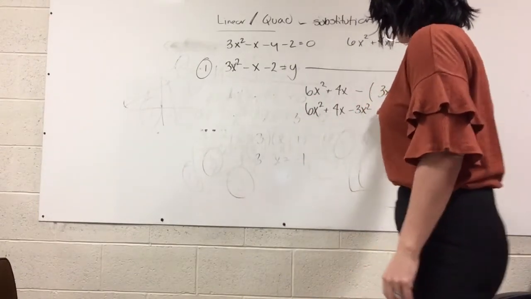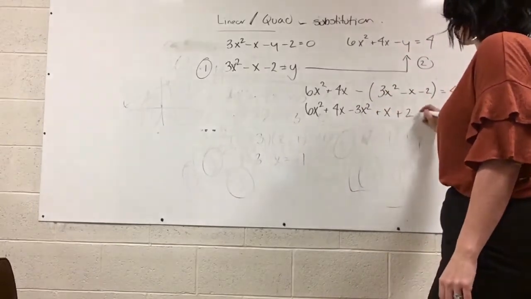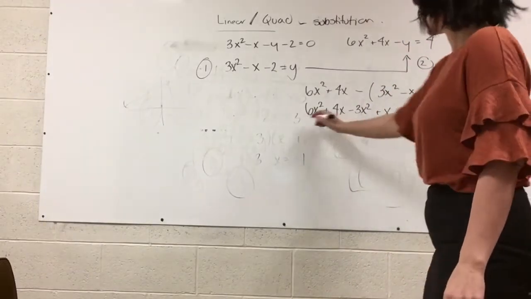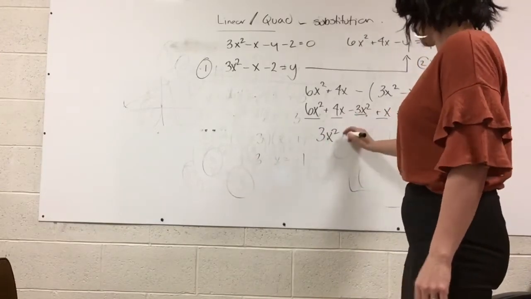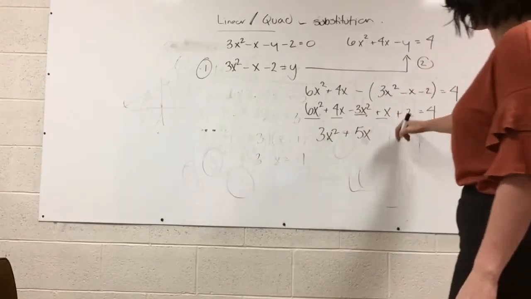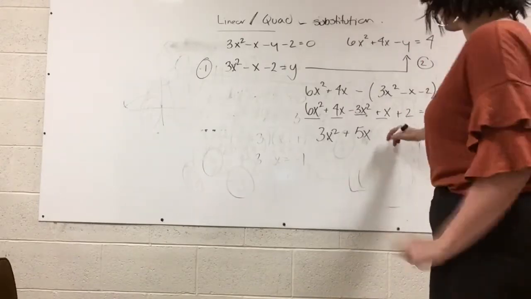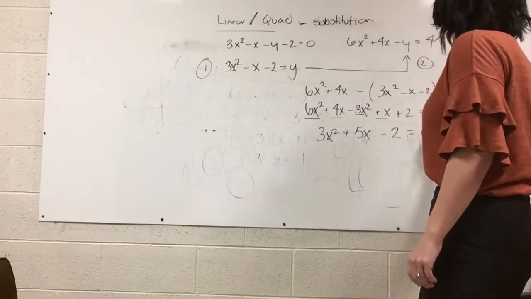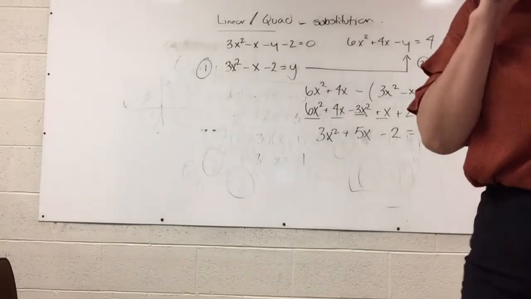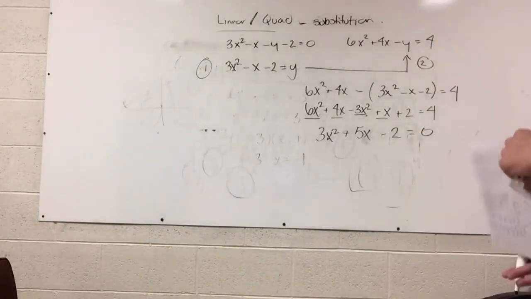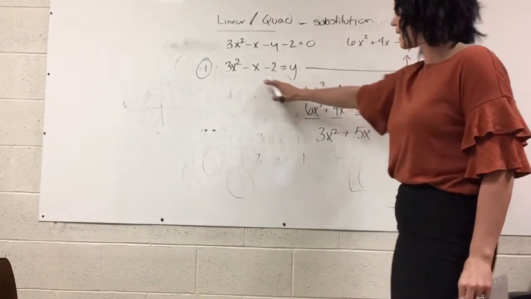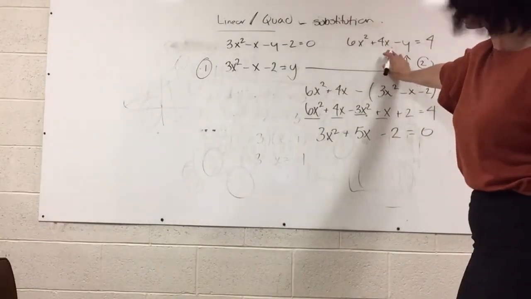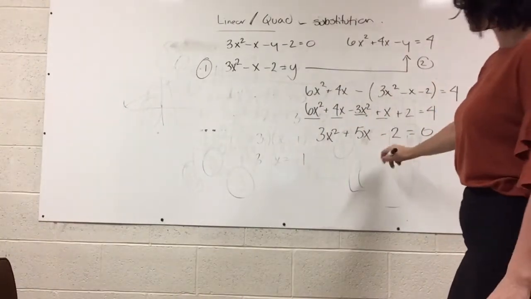So minus 3x squared plus x plus 2 equals 4. So I have a 3x squared, I have a 5x, and I'm going to bring this 4 to the other side, so it's going to be negative 4, minus 2 equals 0. So when you have a quadratic, the method is the same. Rearrange one of them for y, plug that in the other equation. Now we need to solve for x.